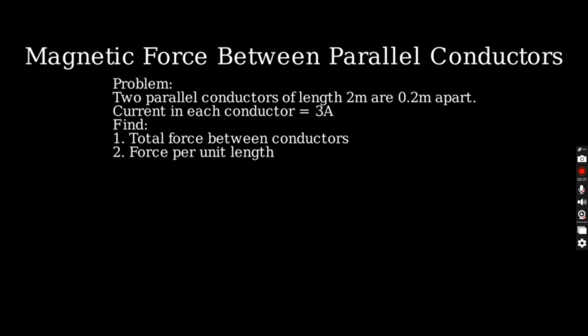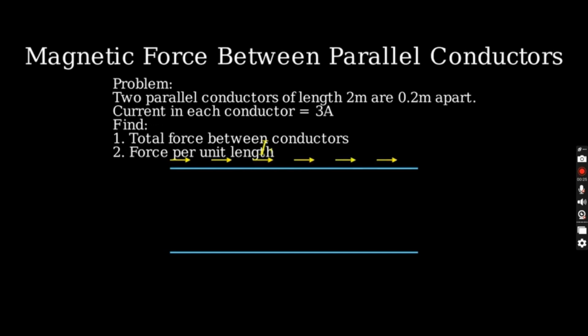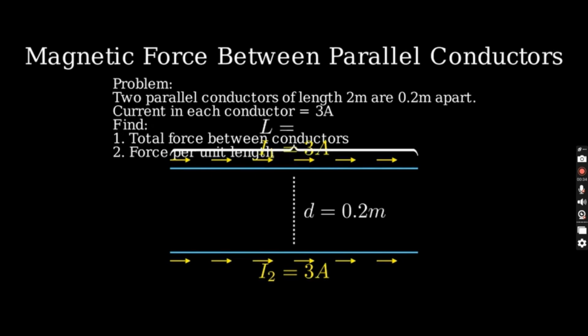Let's visualize this setup. Here are our 2 parallel conductors. Current flows in the first conductor from left to right, and in the second conductor also from left to right. The distance between them is 0.2 meters, and each conductor is 2 meters long. When current flows through a conductor, it creates a magnetic field around it. The magnetic field lines around the first conductor form concentric circles.